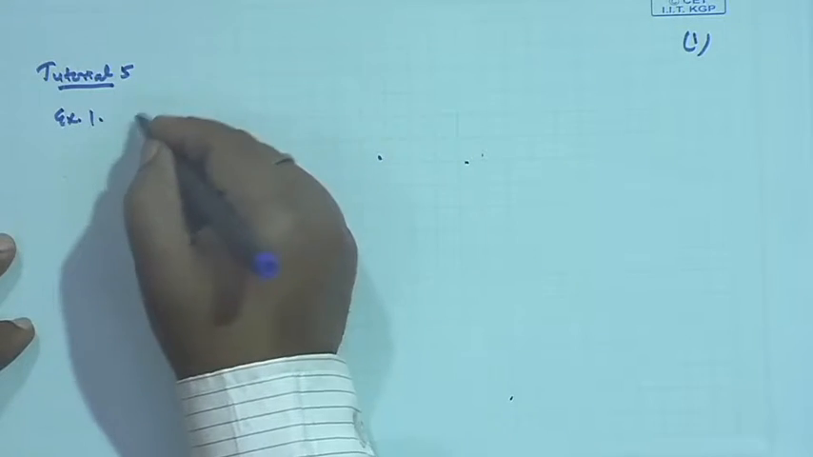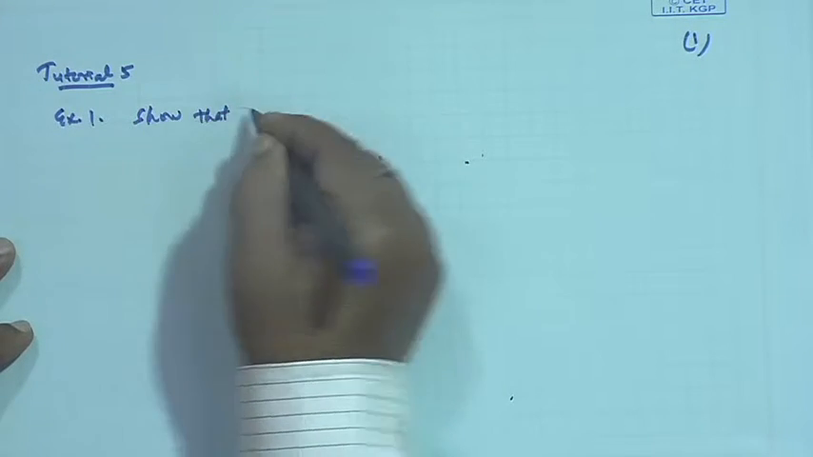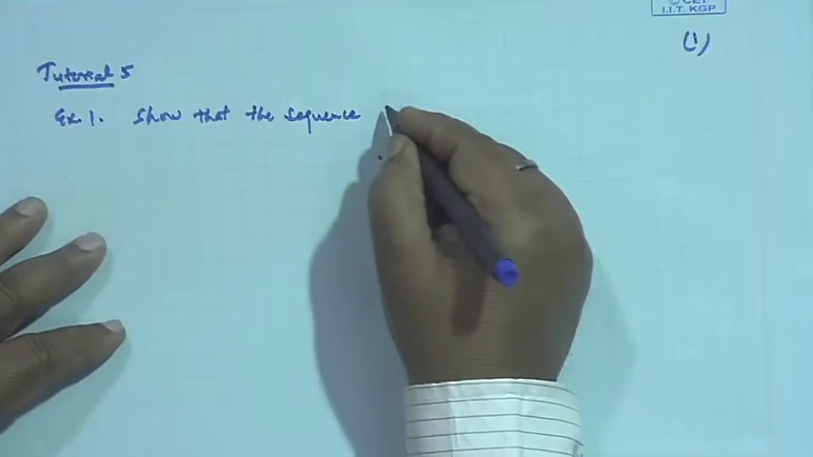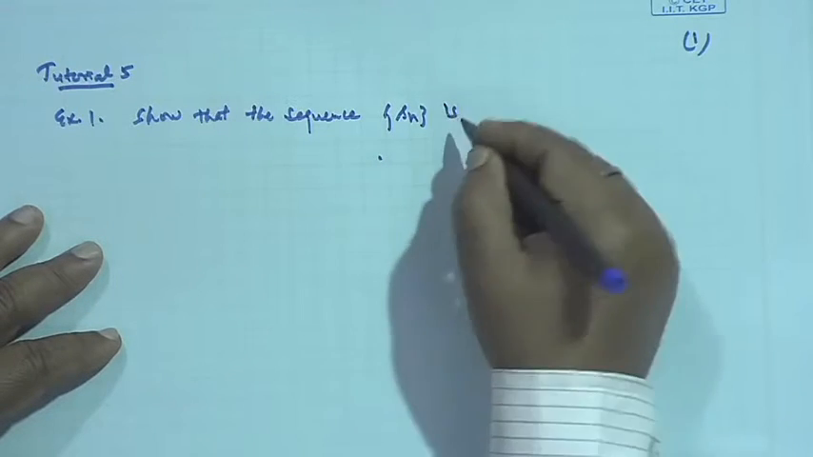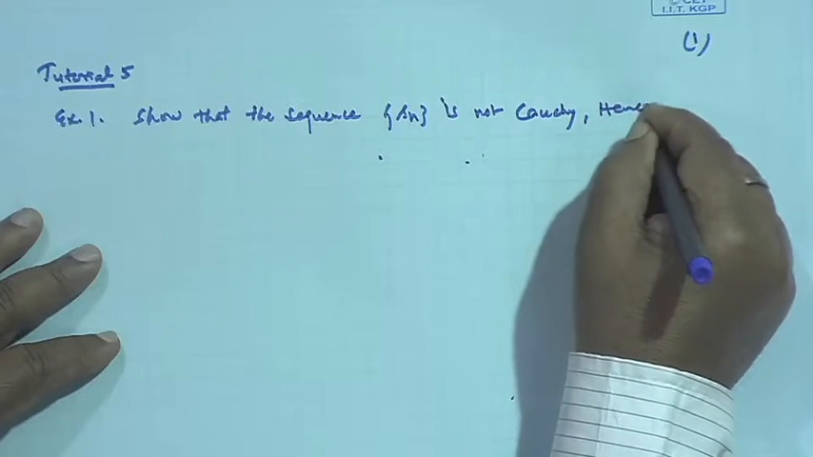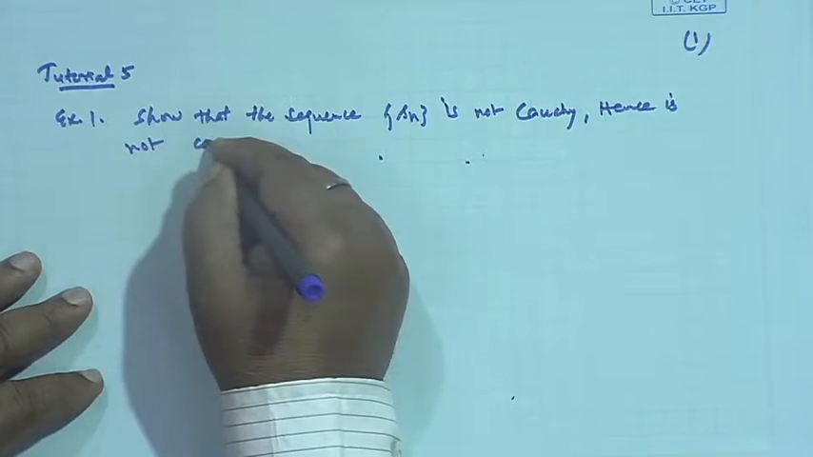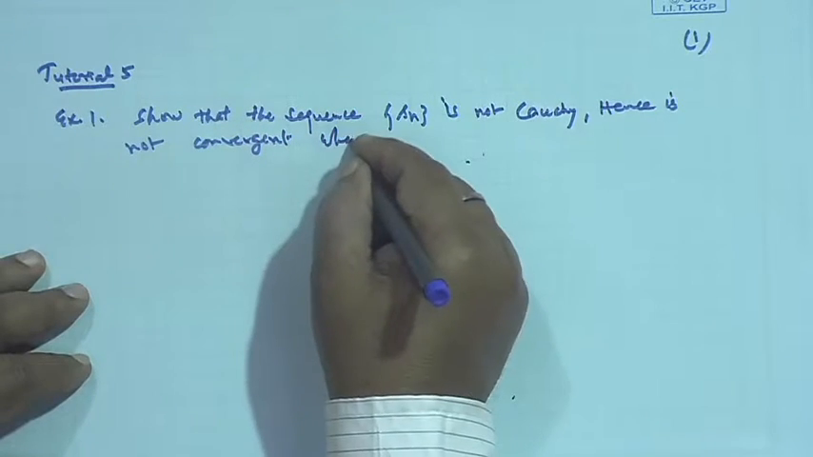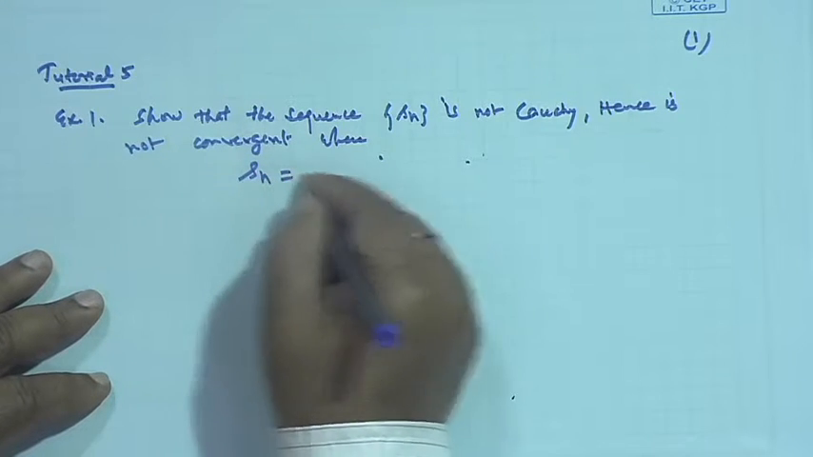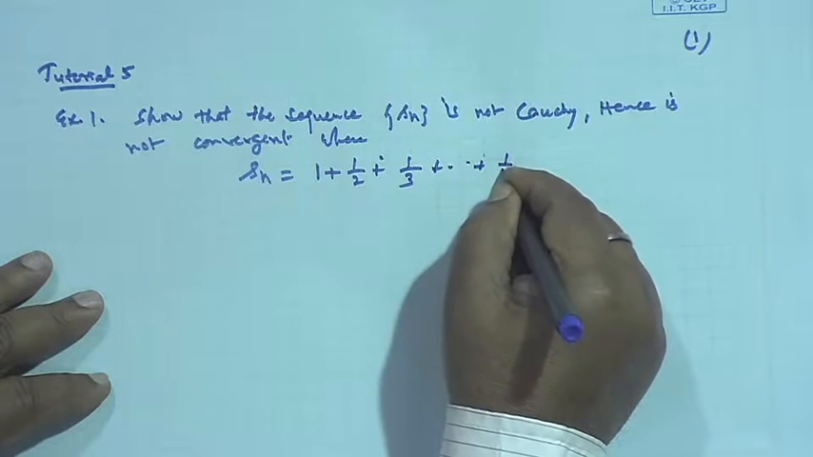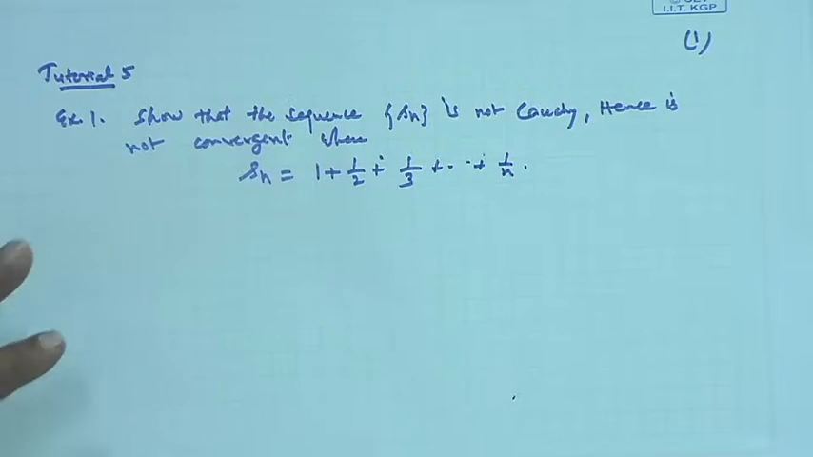Show that the sequence Sn is not Cauchy, hence is not convergent. The sequence Sn is 1 plus 1 by 2 plus 1 by 3 up to 1 by n. So, we have to show this sequence is not a Cauchy sequence, hence it is not convergent.